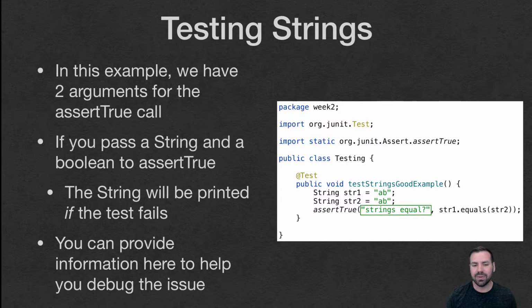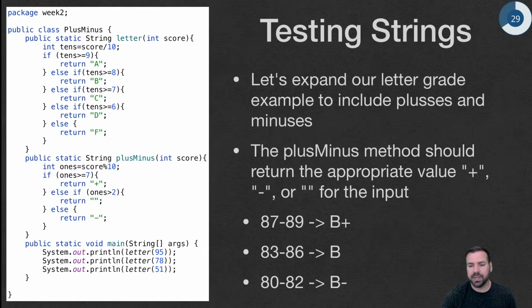So strings equal, this is terrible hint text. It doesn't tell you anything. This would never be my hint text. My hint text would be like string 1 equals, and then the value of string 1. String 2 equals, and then the value of string 2 would be good hint text here. That can really help you debug, though.